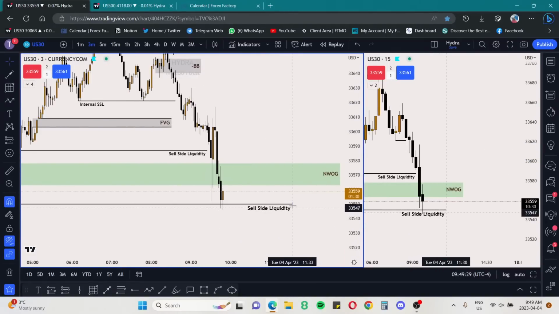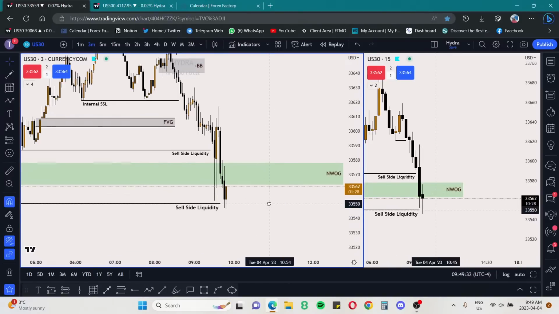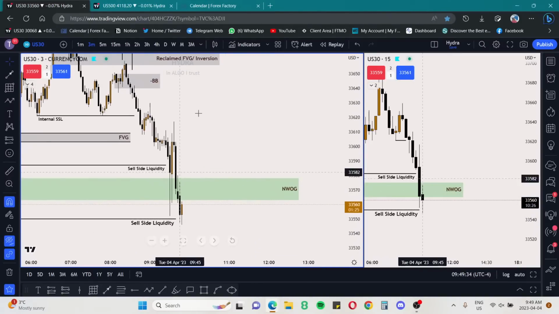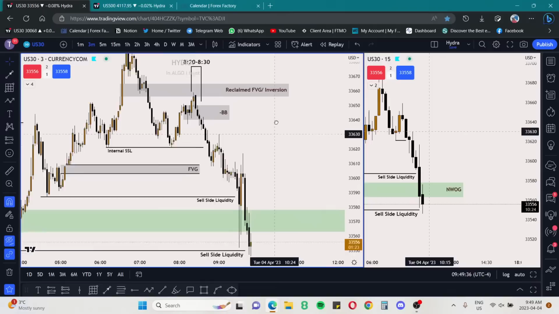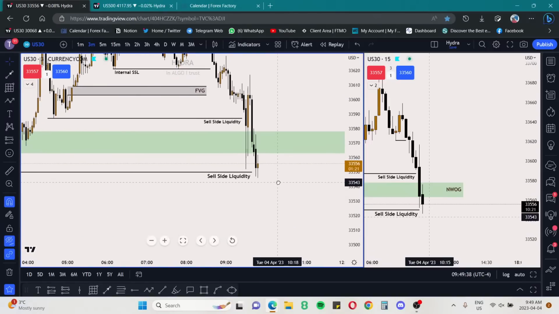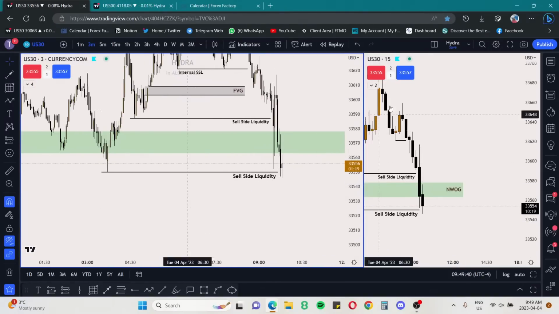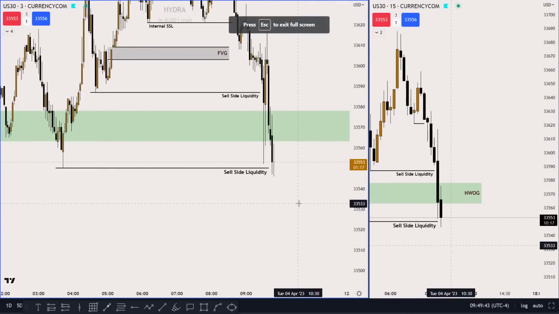Chat, we just delivered the sell side liquidity. So where does it make more sense for price to go? Towards the buy side or towards the sell side? Let me know in the chat section and then I will tell you my point of view where price is going.